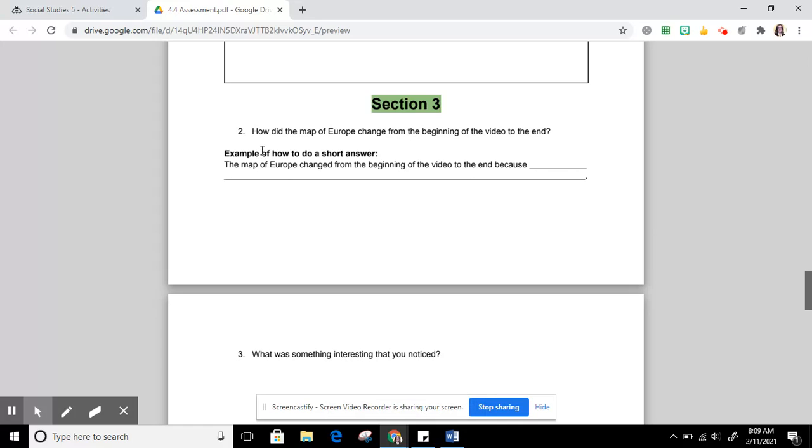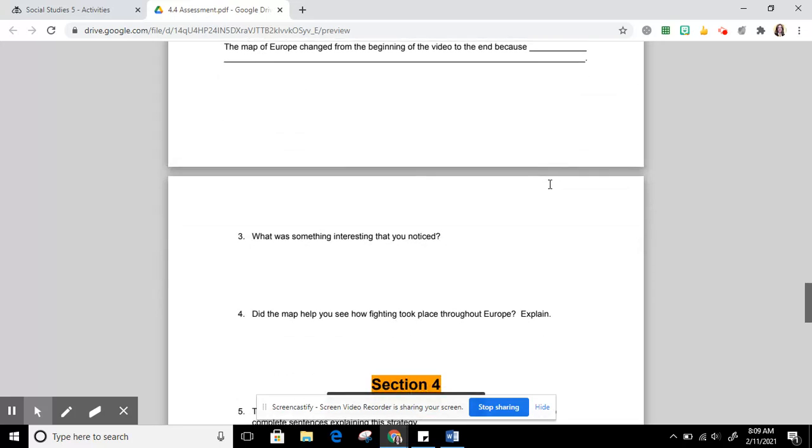Section 3, number 2, how did the map of Europe change from the beginning of the video to the end? And I gave you an example of a short answer, so you can fill this one out. The map of Europe changed from the beginning of the video to the end because, so explaining how that map changed from the beginning to the end. Number 3, what was something interesting that you noticed? You're going to remember to answer this question in a complete sentence. What was something interesting that you noticed? Something that was interesting that I noticed was fill in the blank.